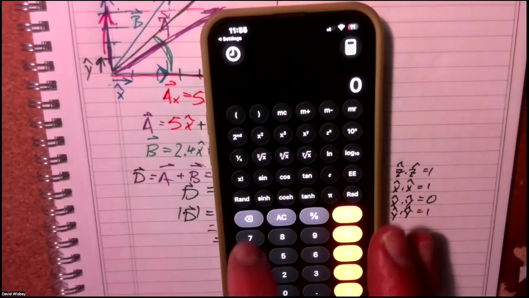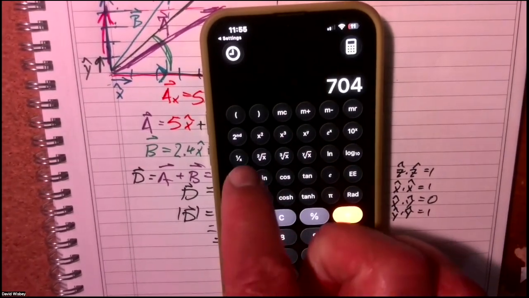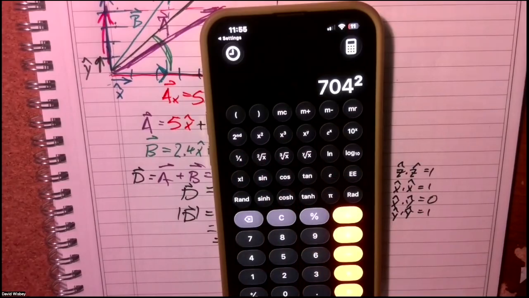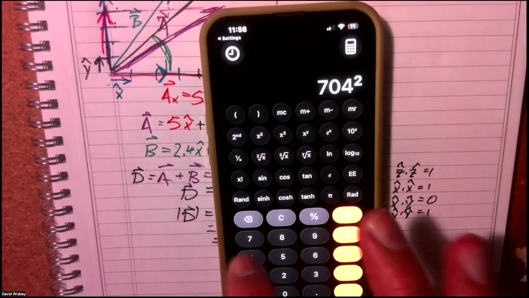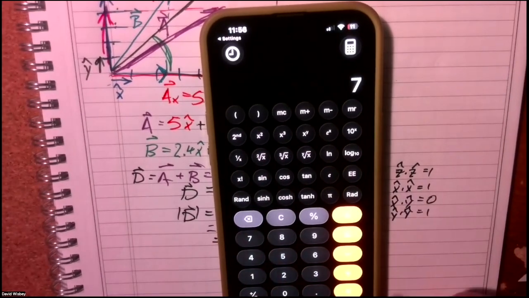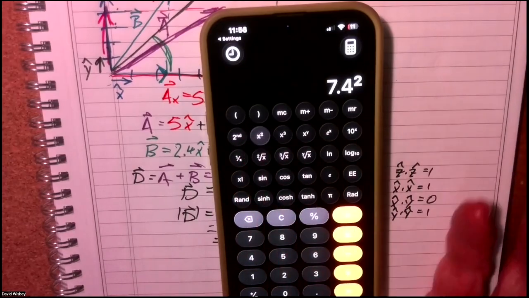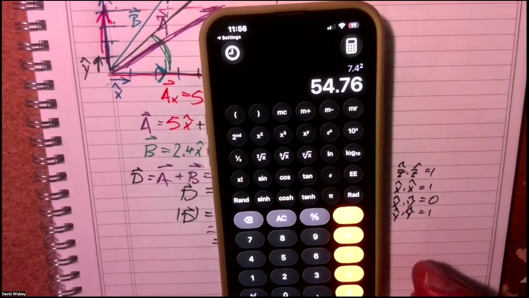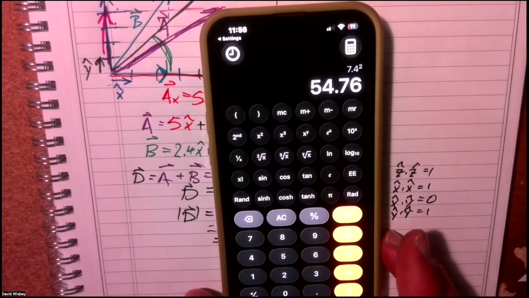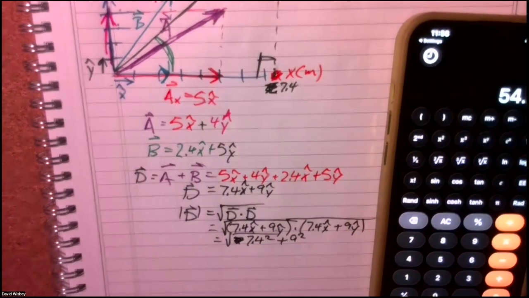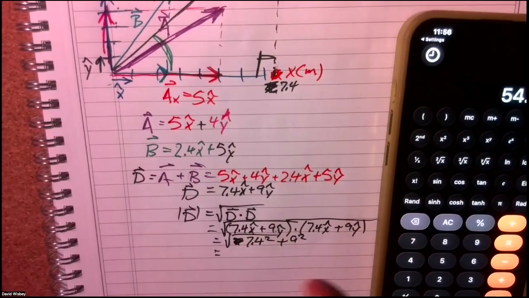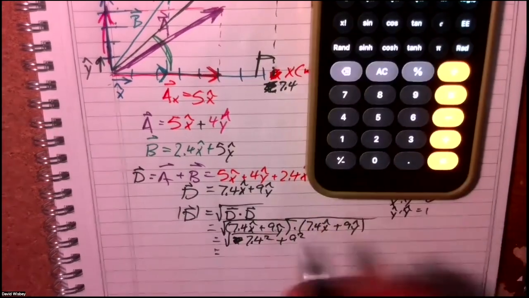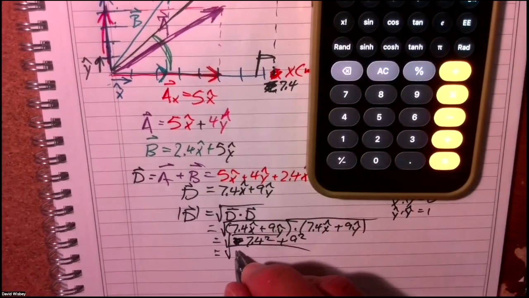Dang it. Okay. 7.4 squared. My big sausage fingers can't push the buttons. 7.4 squared is what I say, 52. Oh, 54.76. Okay, that was close. You know what? It's fine. That was close. It's the right order of magnitude.